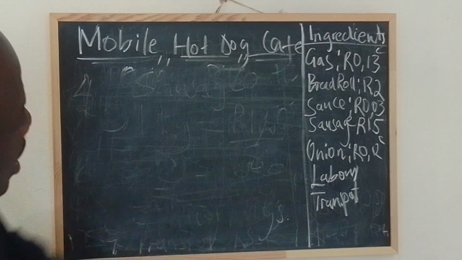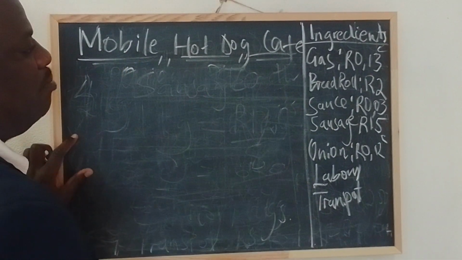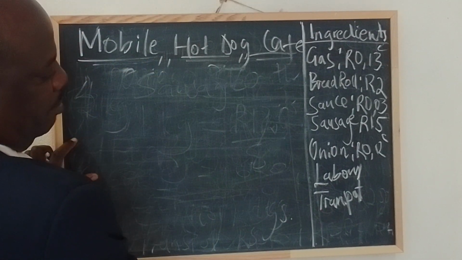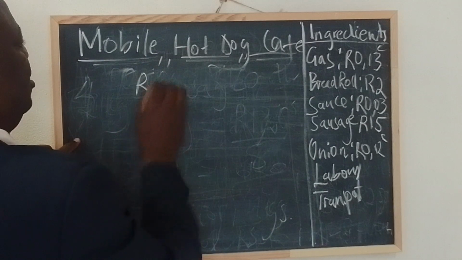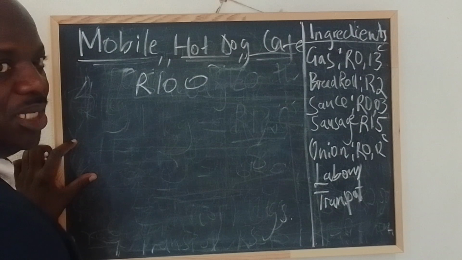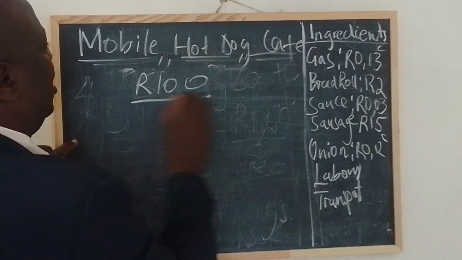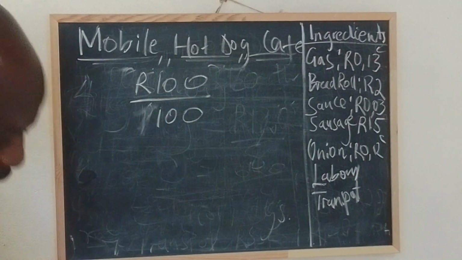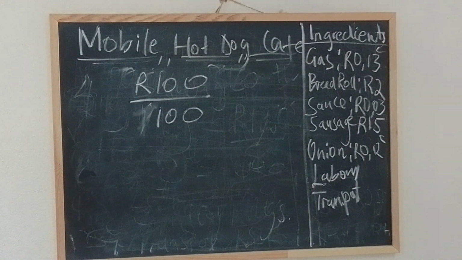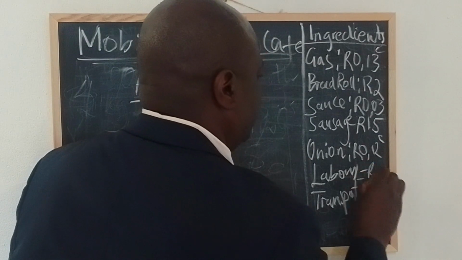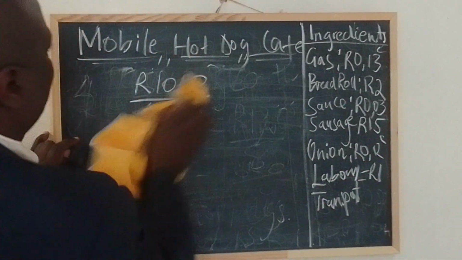What next? Labor. Let's say we are paying our laborer 100 rands a day. And how many rolls are we making and selling a day? It's 100. 100 a day, per day, not per week. We are paying this guy 100 per day. So we can just as well do it right away. It's giving us 1 rand. That's it. Simple one, 1 rand labor.